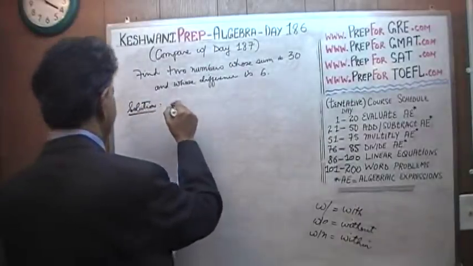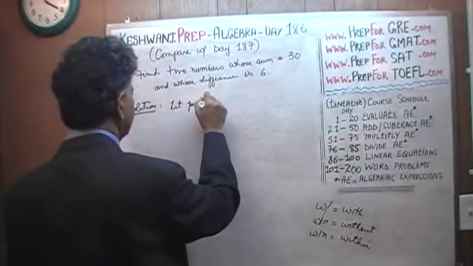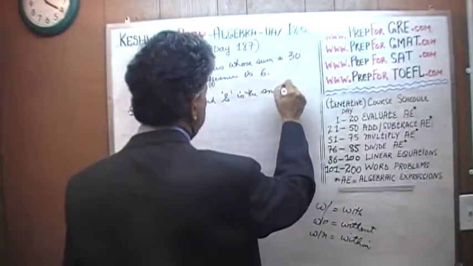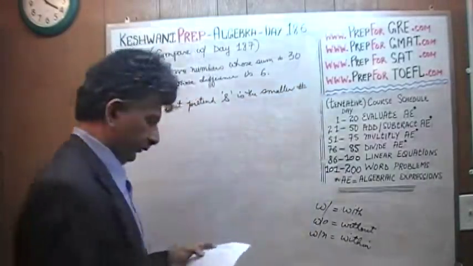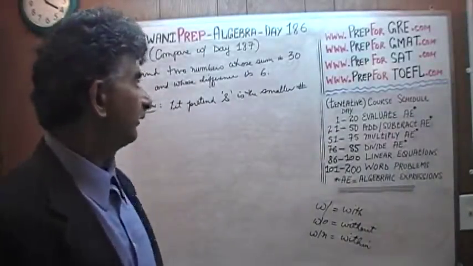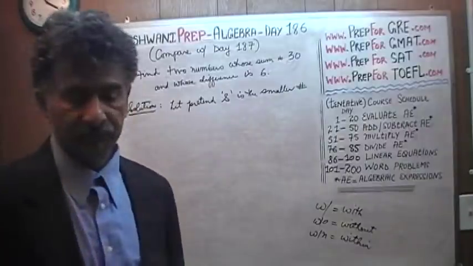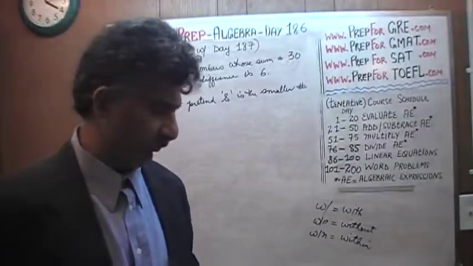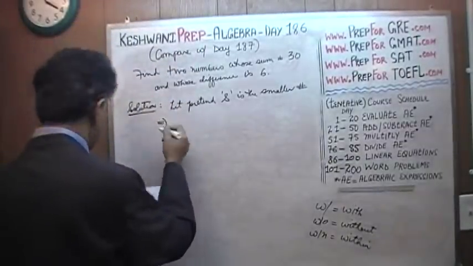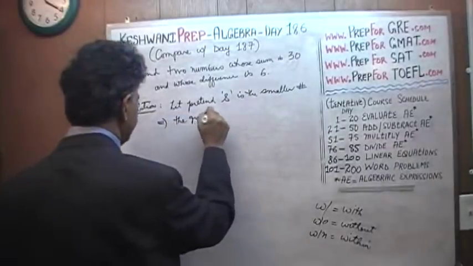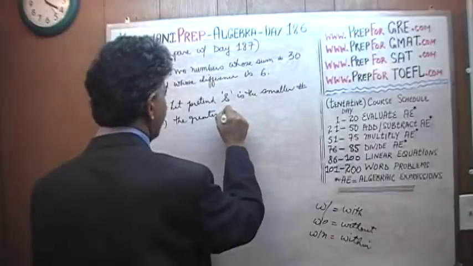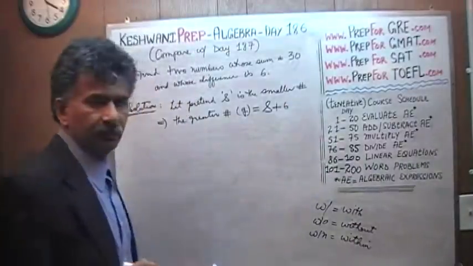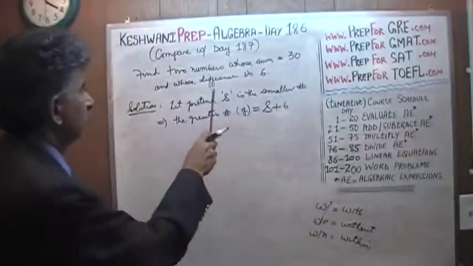Let's pretend S is the smaller number. So we have two numbers and we are told that their sum is 30 and their difference is 6. So whatever the small number is, then the greater number is going to be 6 more because their difference is 6. So that implies that the greater number, let's call it G, must equal whatever the S is plus 6, because we are told their difference is 6.